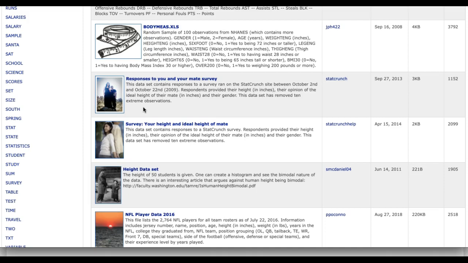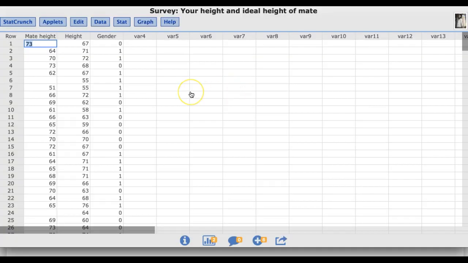It said in here that they removed 10 extreme observations. So probably what happened is somebody was just goofing off and put some weird numbers in there. I don't know. But anyway, let's look at this data here. Let me click on it, and here's my data set.